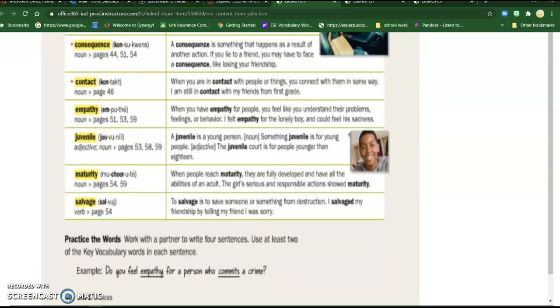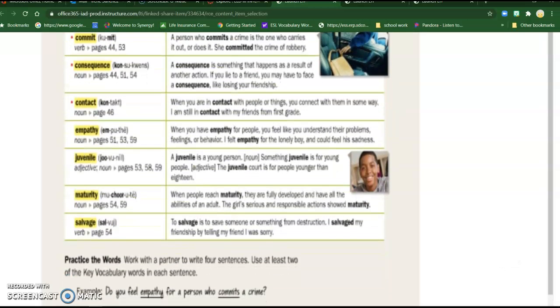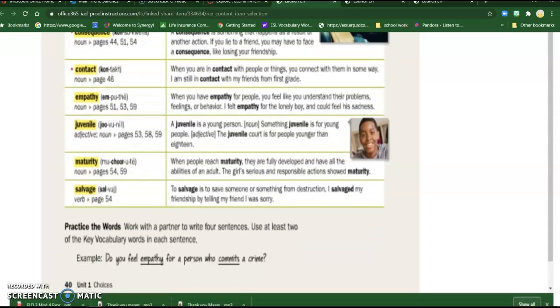Contact. Please make sure that you're looking at the part of speech when you're reviewing your words. That's a noun. When you are in contact with people or things, you connect with them in the same way. I am still in contact with my friends from first grade. So remember, it's not a verb, it's the actual idea of being connected to someone.